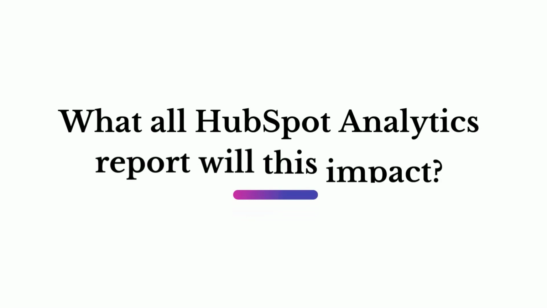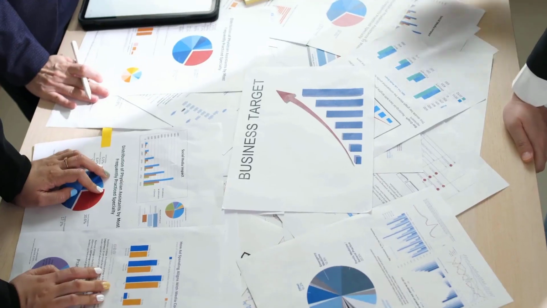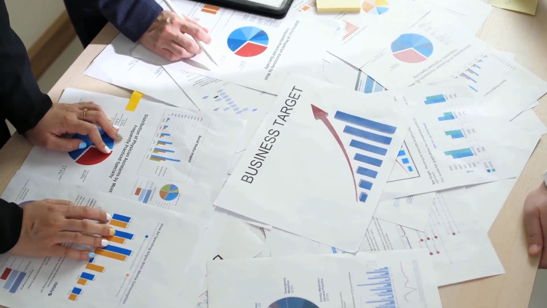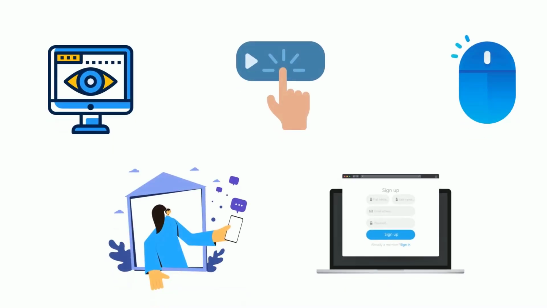So how does it impact your HubSpot Analytics report? Well, basically this provides you more accurate data of your marketing materials like page views, CTA click events, social media, and form submissions.